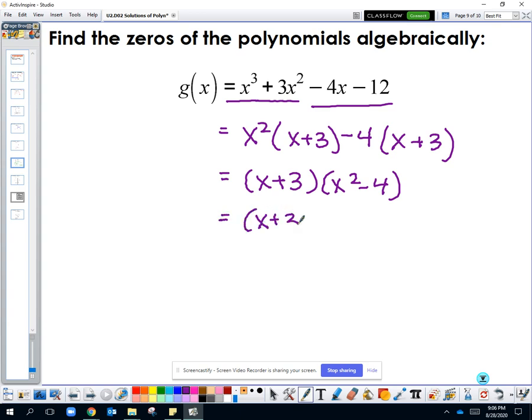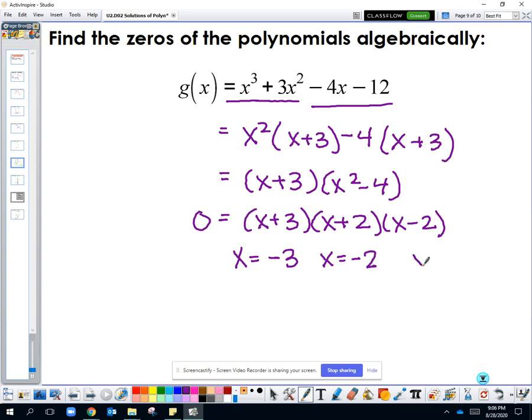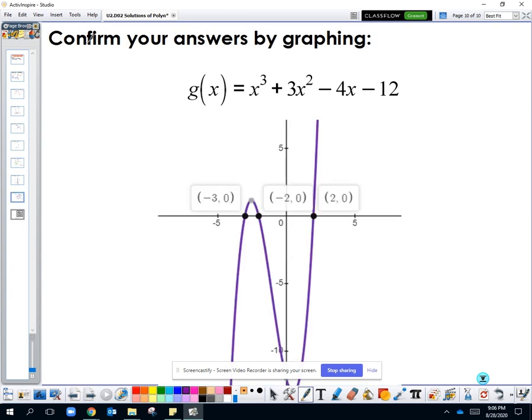I'm going to factor a little bit further on that second binomial. That's a difference of squares, and that factors into x plus 2 and x minus 2. Then I'm going to take all those factors, set them equal to 0, and solve. My 3 solutions are x equals negative 3, x equals negative 2, and x equals positive 2. Again, going over to Desmos, you can type that in and confirm graphically. There are the 3 roots, the 3 x-intercepts, the 3 solutions, all right there for us, the 3 zeros of our function.